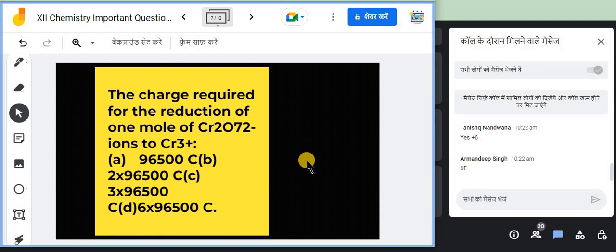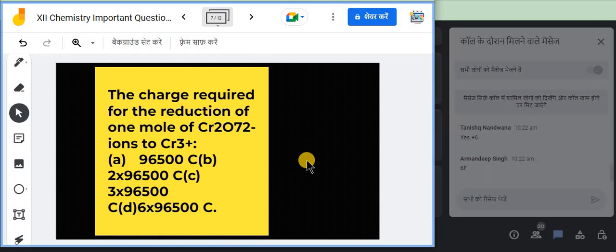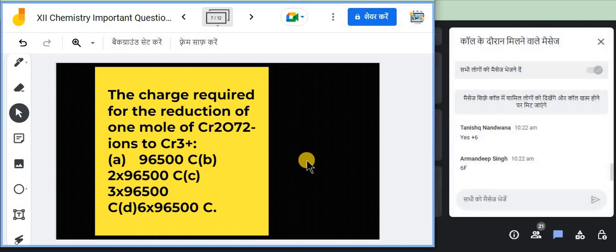I'm just waiting for your responses. Already answers are there, but I want to check whether 6F is correct or not. It would be 6F. Why? Because 1 mole of Cr2O7 2 negative gives rise to 2 moles of chromium 3 plus. So the total electrons required is 6, not 3. That's why it is 6F, not 3F. These things we need to be very clear about when we are in the spirit of getting 100 marks.